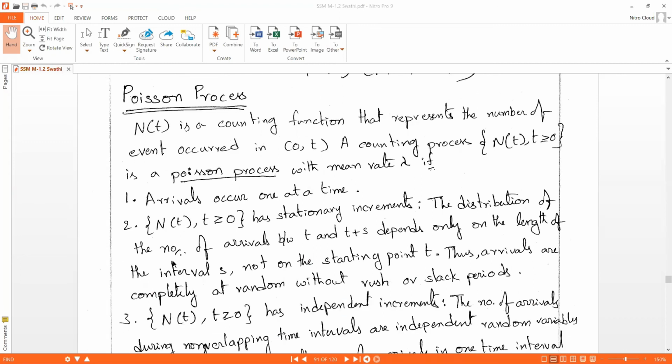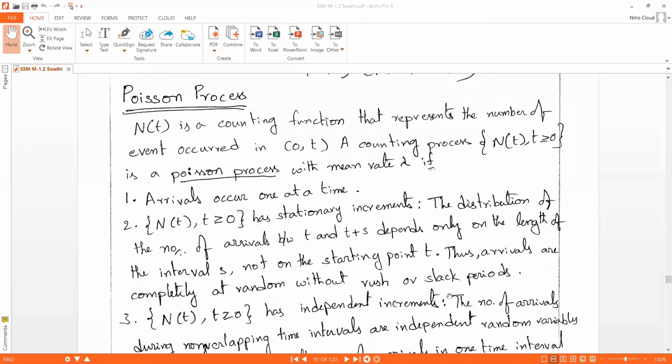Next we have the Poisson process. That is, N of t is a counting function that represents the number of events occurred in the range of 0 comma t. A counting process N of t, t greater than or equal to 0, is a Poisson process with mean rate lambda, okay, if arrivals occur one at a time and N of t, t greater than or equal to 0 has stationary increments.